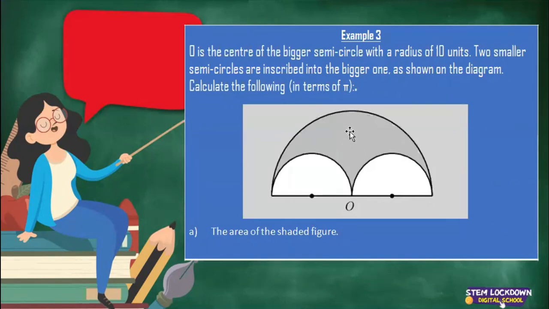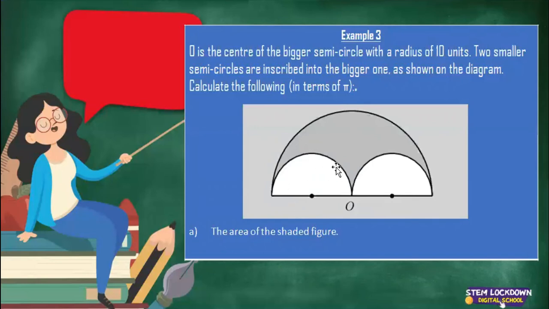Remember, the area for a full circle is pi r squared. So for a semicircle, it's going to be half pi r squared. For the big semicircle, our radius is 10. It will be half times pi times 10 squared. 10 squared is 100, and half of 100 is 50. So we'll have 50 pi.